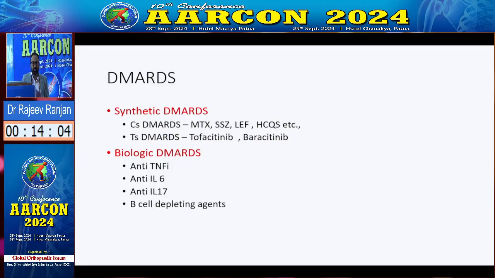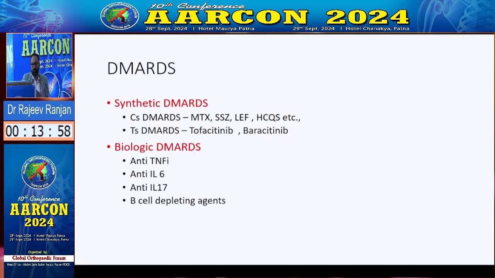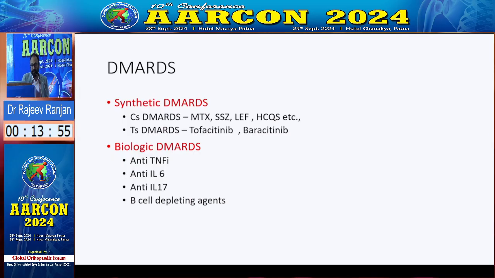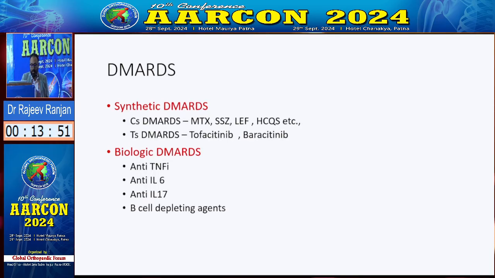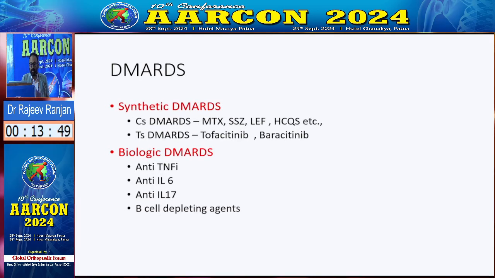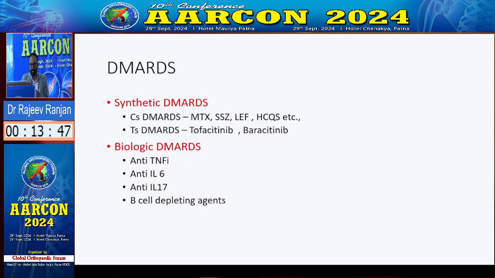And the targeted synthetic DMARDs are the newer versions which we are coming across from the last 2 to 3 years, tofacitinib and baricitinib. However, baricitinib generics are not available, and the original molecule is also not commonly available nowadays. And apart from that, we have biologic DMARDs like anti-TNF, anti-IL6, anti-IL17 and B-cell depleting agents.